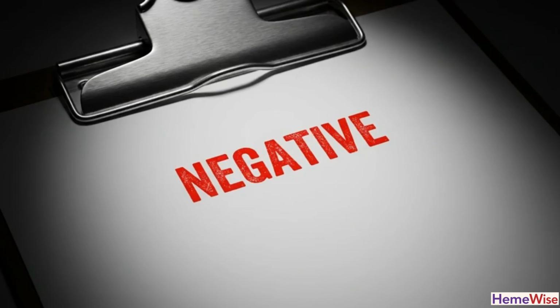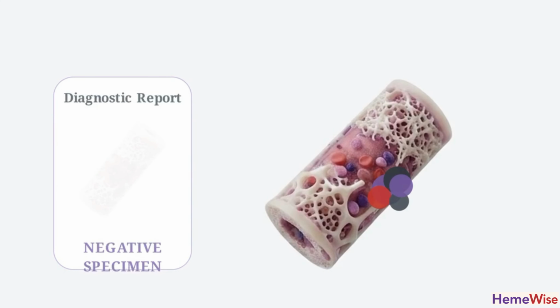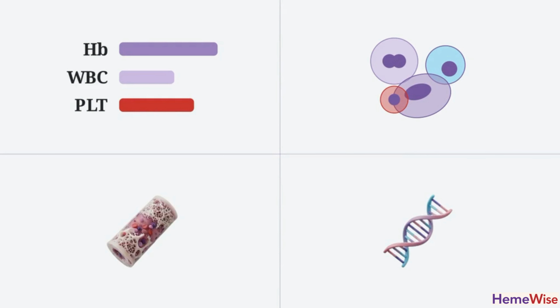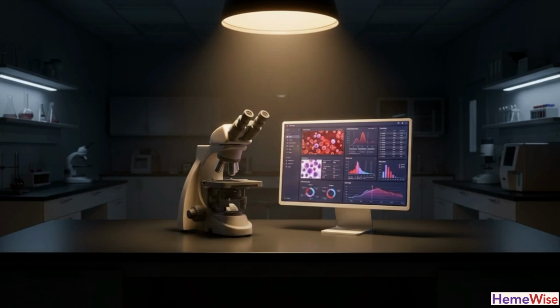If results are negative, we must account for sampling limitations. A negative report means the disease was not detected in that specific specimen. It does not exclude the possibility of focal disease elsewhere. No single cell count, architectural pattern, or ratio can stand alone as a final diagnosis. Final diagnosis relies on the synthesis of blood counts, aspirate cytology, trephine architecture, and ancillary molecular studies. A complete marrow assessment is only possible when all data streams are evaluated together.